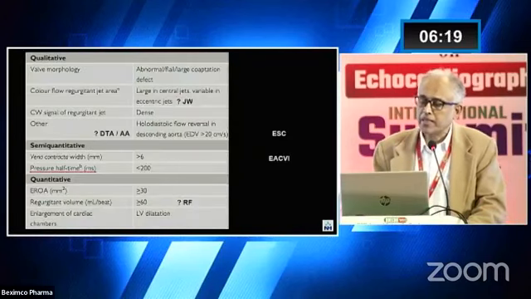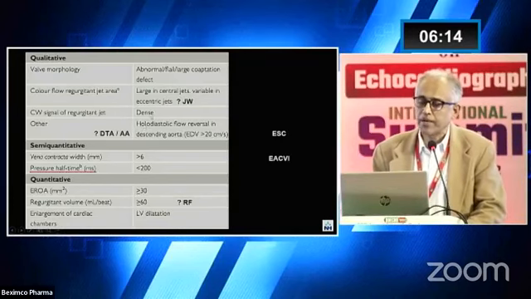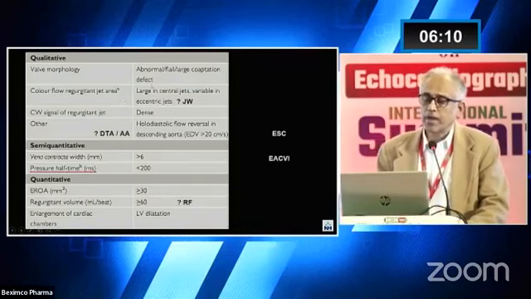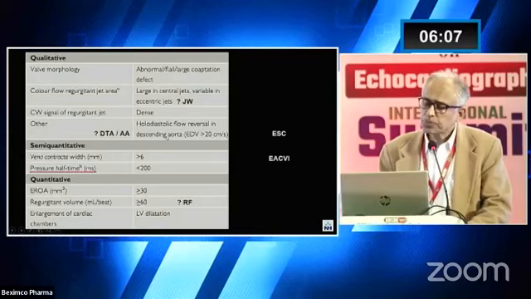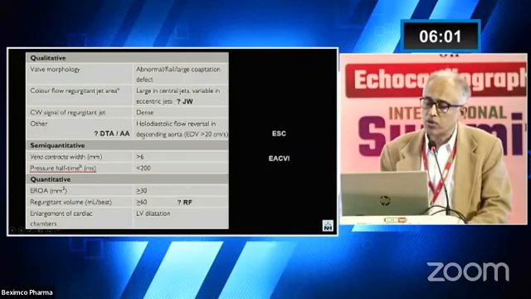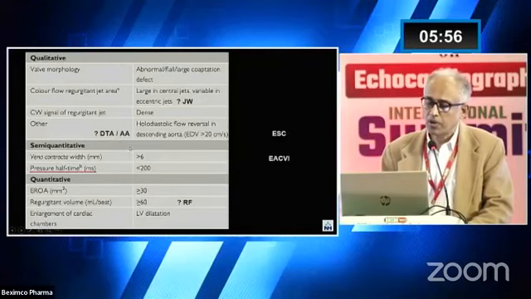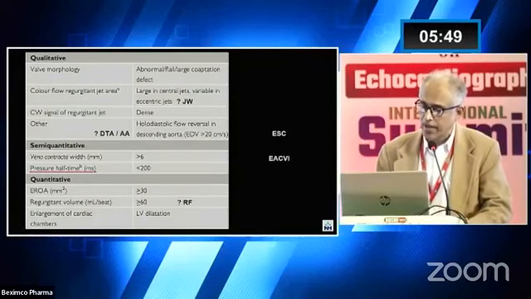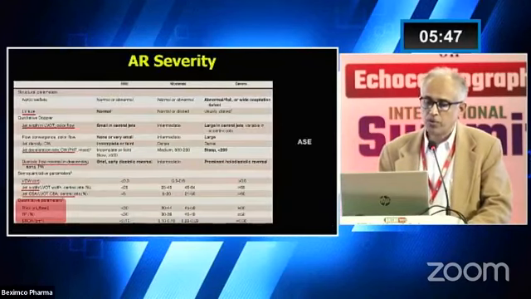When it comes to the ESC and the EACVI, they are more or less the same, but slightly different. Here they talk about jet area, not jet width. So they have a different perspective. And when it comes to diastolic flow reversal, while the ACC says abdominal aorta, they don't mention much about this. Whether it is the descending thoracic or abdominal aorta, we're not sure. The regurgitant volume is mentioned, but no regurgitant fraction. So this is an area which still has some issues.